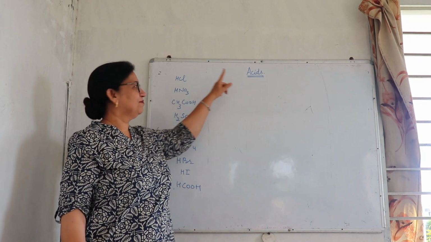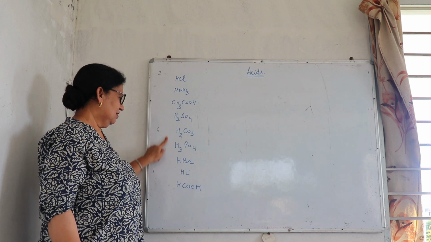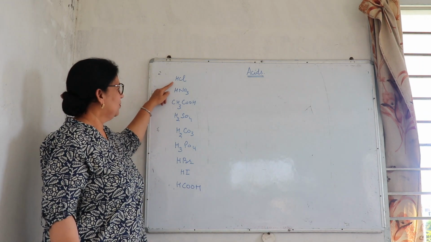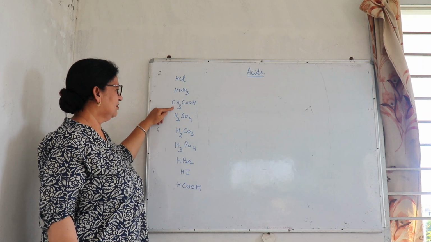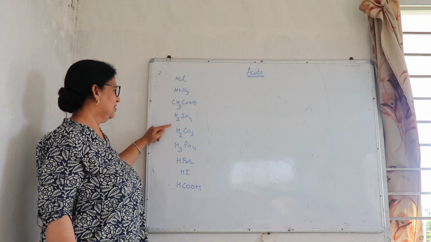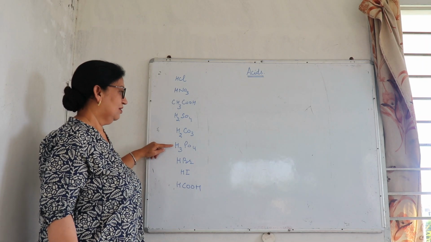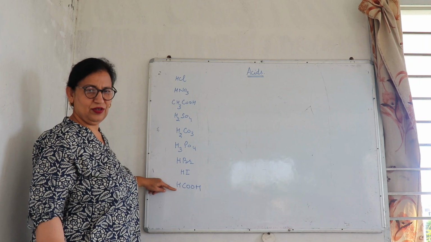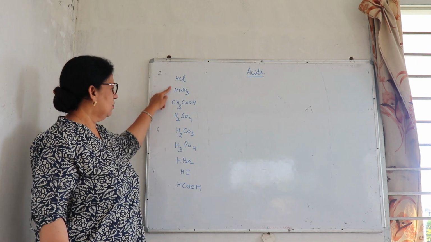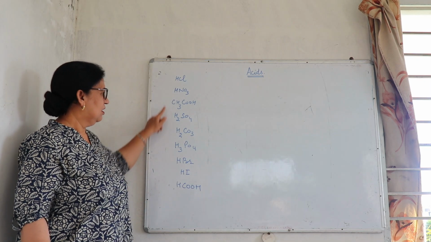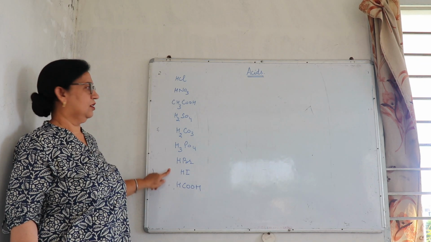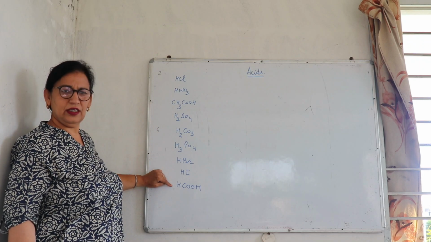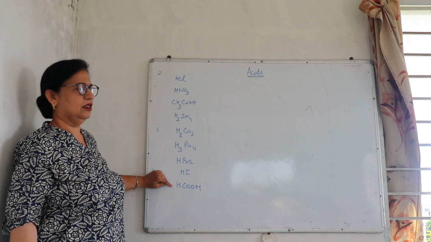Topic: acids. These are the formulae of certain acids: hydrochloric acid, nitric acid, acetic acid, sulfuric acid, carbonic acid, phosphoric acid, hydrobromic acid, hydroiodic acid, formic acid. What is common in all these acids? In all these formulae, what is common? Hydrogen is common. Hydrogen is there in every formula.